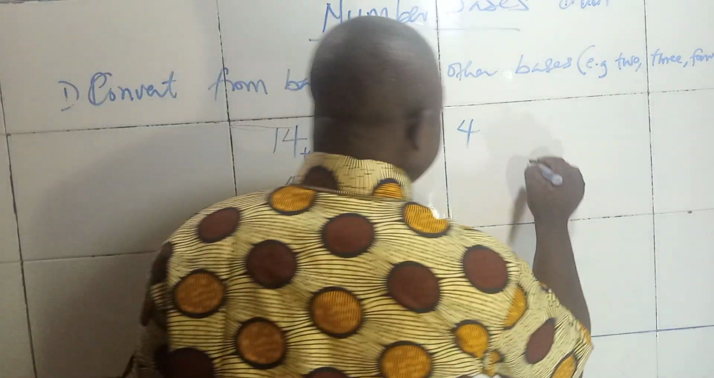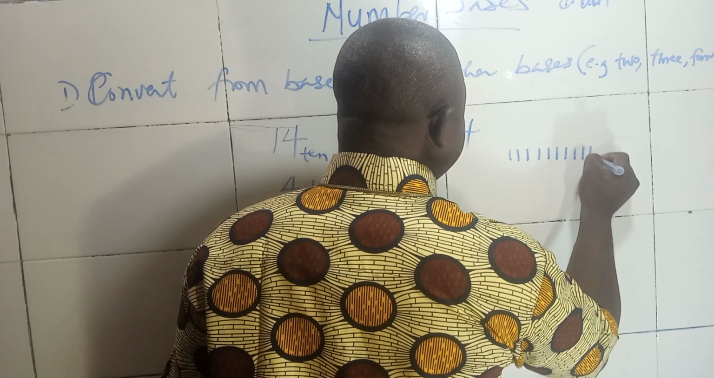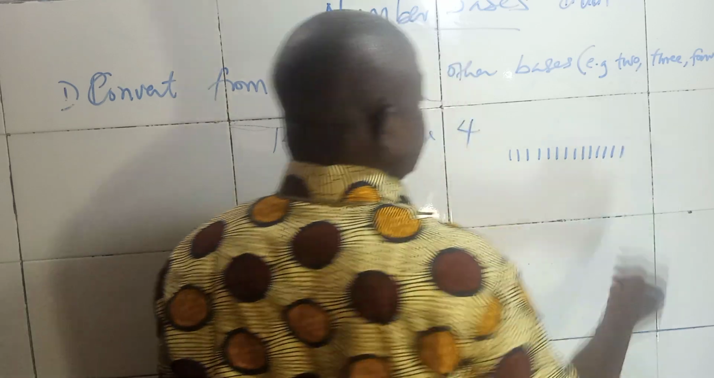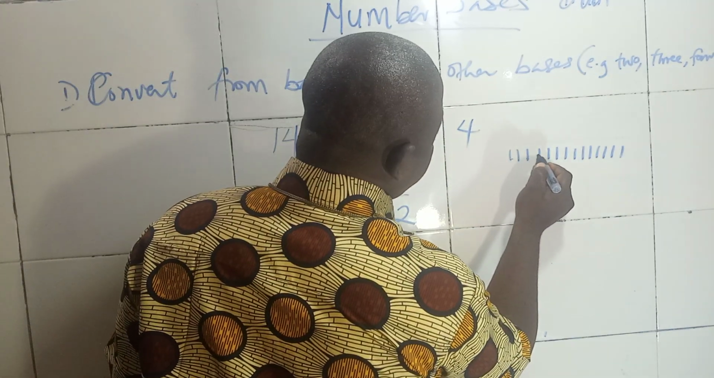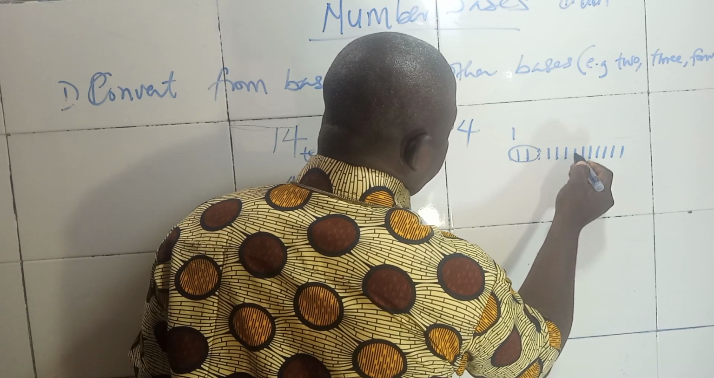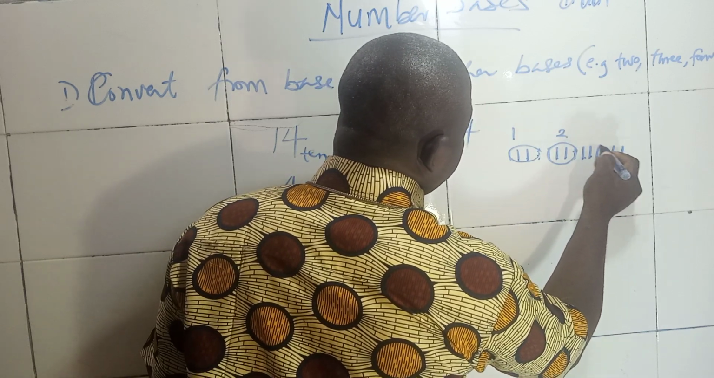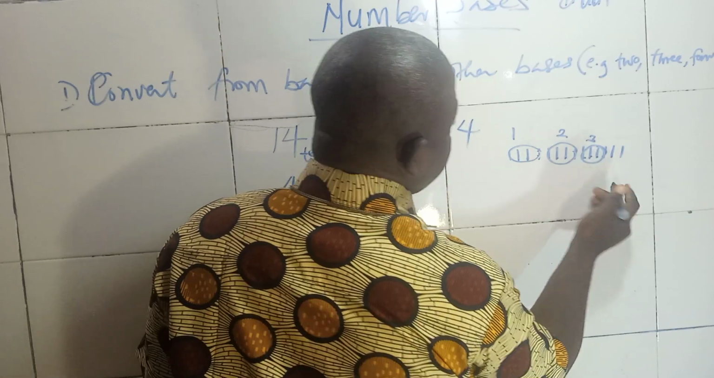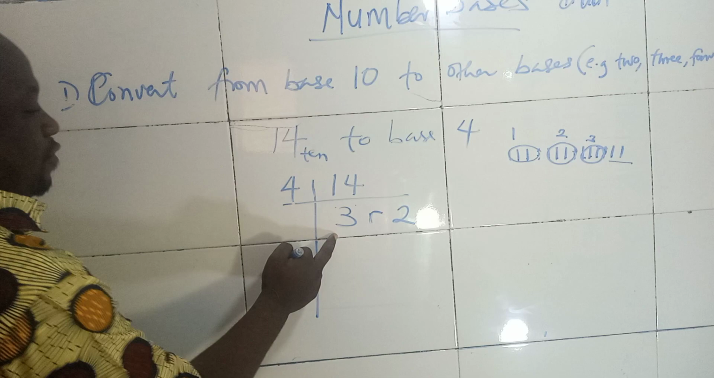Let me repeat it. This is 14. 1, 2, 3, 4, 5, 6, 7, 8, 9, 10, 11, 12, 13, 14. So how many 4 can you see in 14? 1, 2, 3, 4. That is 1. 1, 2, 3, 4. That is 2. 1, 2, 3, 4. That is 3. Remainder what? Remainder 2. So that's how we have gotten this.